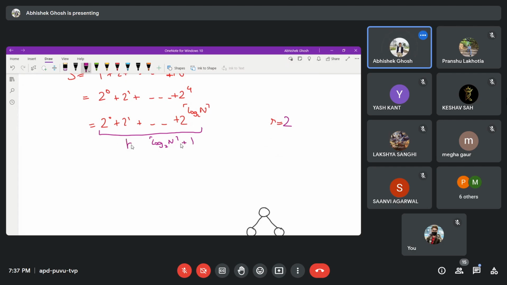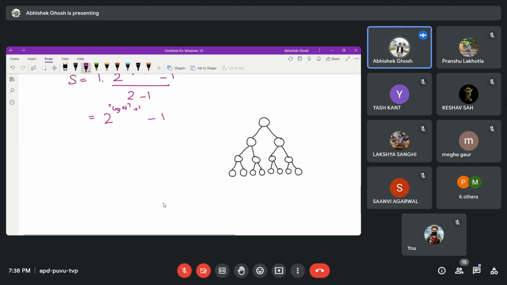Any doubt till here? I hope everyone can see that when the power was 1, there were actually two elements, and like that. So when the last power is ceiling of log n base 2, there are ceiling of log n base 2 plus 1 elements. So putting in the formula, we end up with 1 into r power n, or 2 power n, being the number of elements. We have 2 power ceiling of log n base 2 plus 1, minus 1, divided by 2 minus 1. So it is 2 power ceiling of log n plus 1, minus 1.